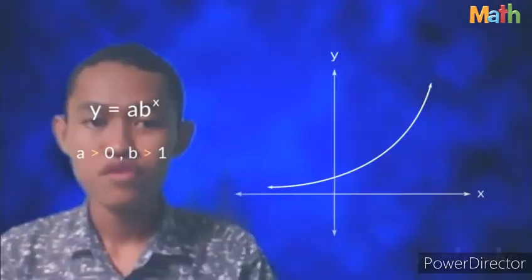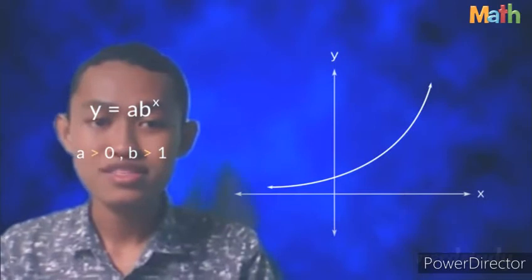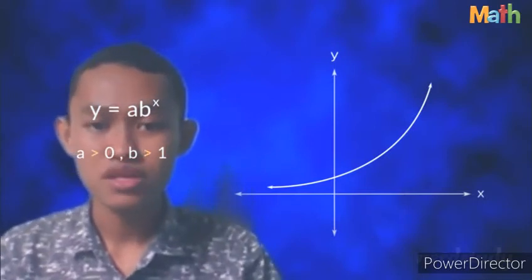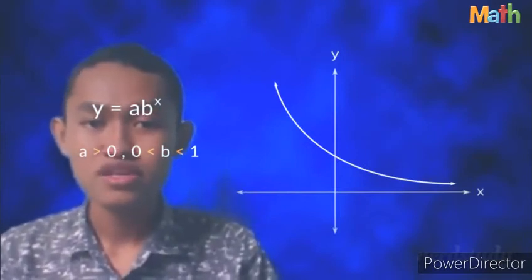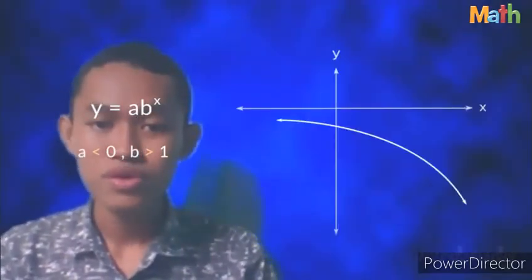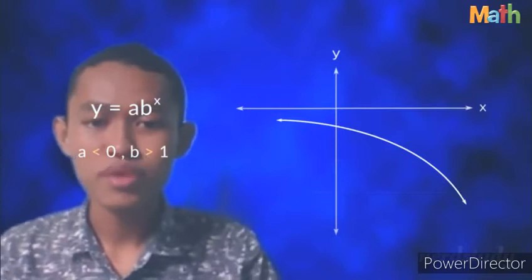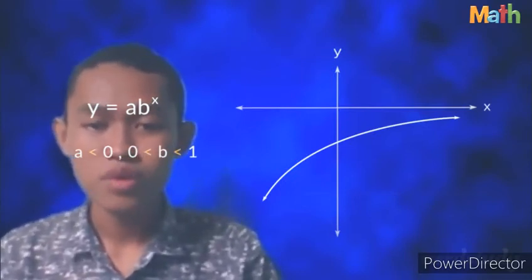Here's an example of a generic exponential function now. If a is greater than 0 and b is greater than 1, then we can expect the graph to look something like this. If a is greater than 0 and b is greater than 0 but less than 1, then the graph will look something like this. Now, if a is less than 0 and b is greater than 1, then we can expect the graph will look something like this. And if a is less than 0 and b is greater than 0 but less than 1, then the graph will look something like this. Great. So that's it for the introduction to exponential function.